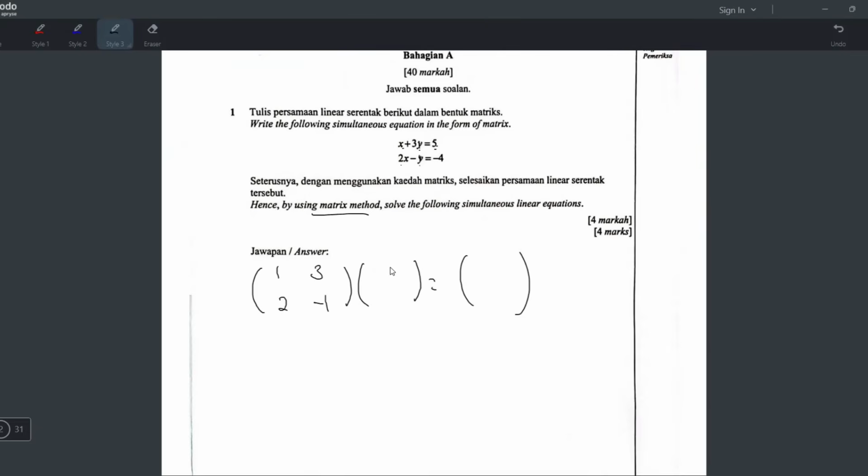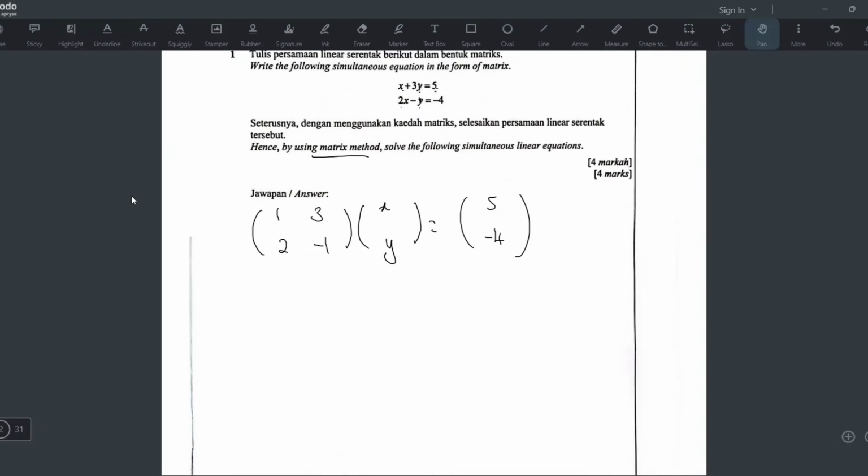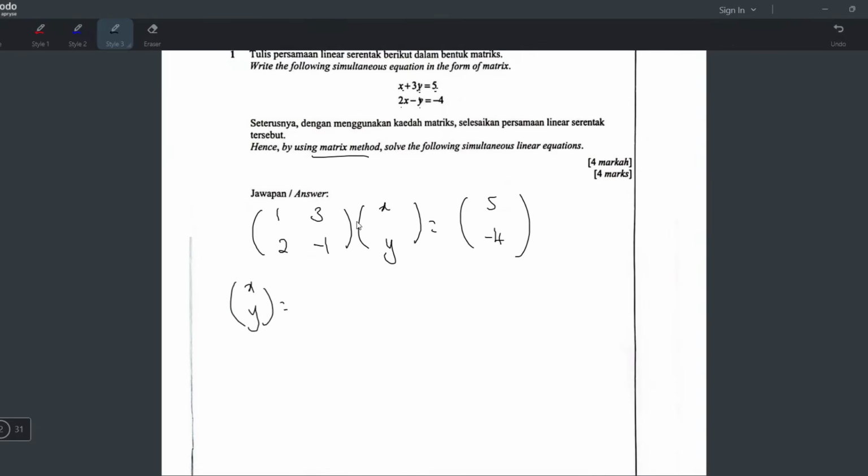And then the next bracket, you have to write the unknown. So the x have to write atas, y have to write bawah like that, and then this one you write the answer 5, -4. Now you can solve for xy. So this one dia punya hubungan darab. So when darab, when you hantar sana dia jadi bahagi kan. But in matrix we don't call it bahagi, we call it inverse.